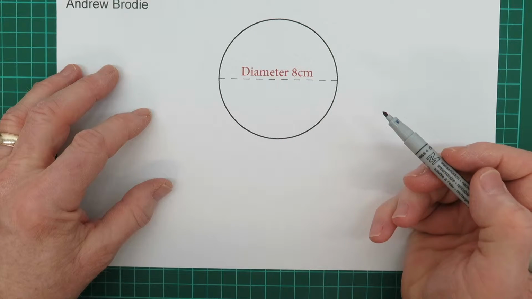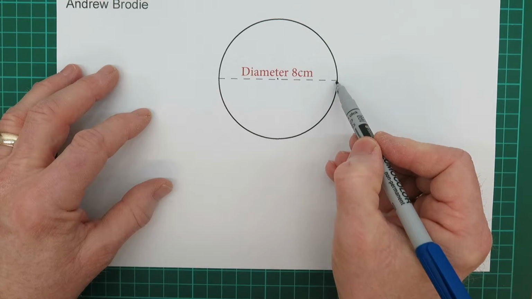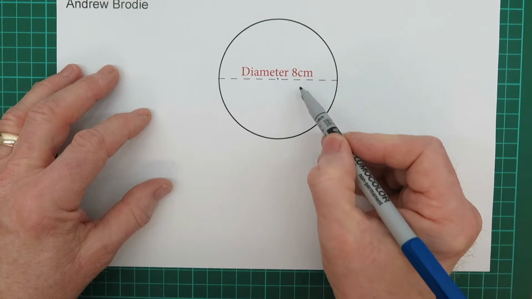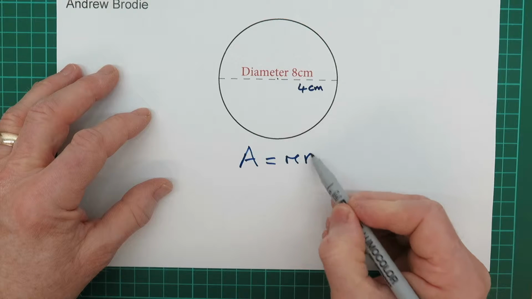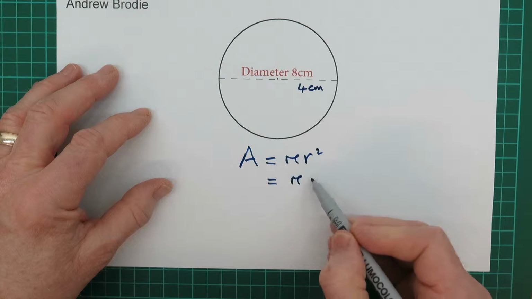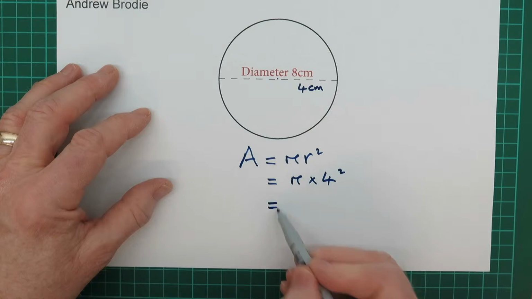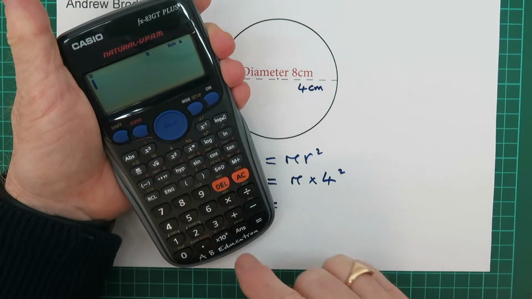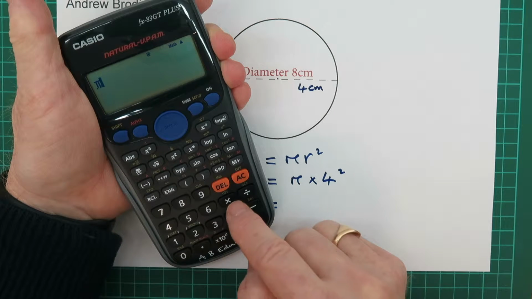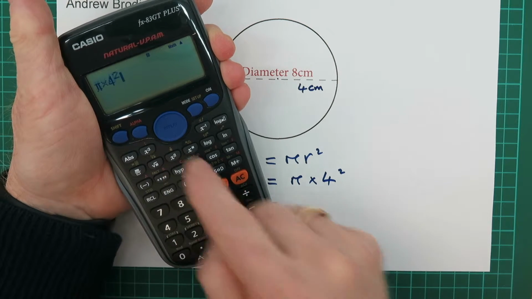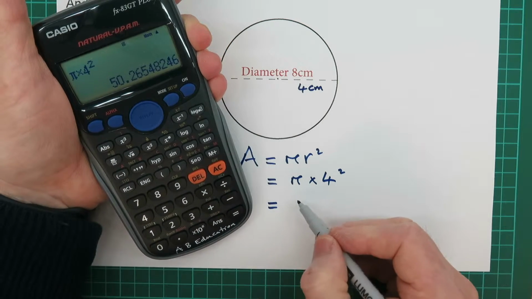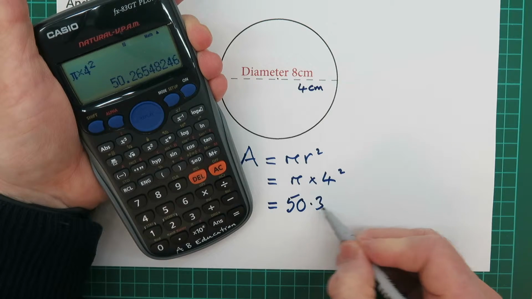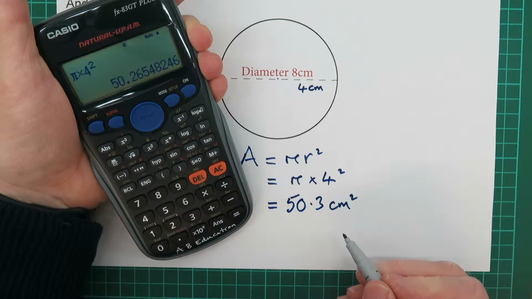With this circle, we haven't been shown the radius, but we've been given the diameter, which is 8 centimeters. The diameter is the length of two radii joined together. So from the center to the edge is going to be 4 centimeters. So the area is going to be pi r squared, of course, which is pi times 4 squared, which is, on this one, Shift. Then that button gives us pi times 4 squared equals 16 pi. Press SD. 50.26548246, so 50.3 square centimeters to one decimal place.